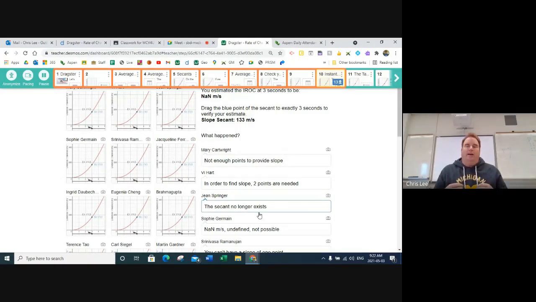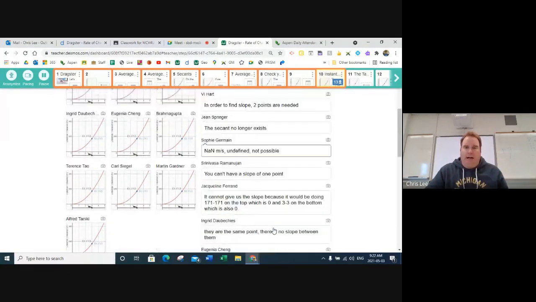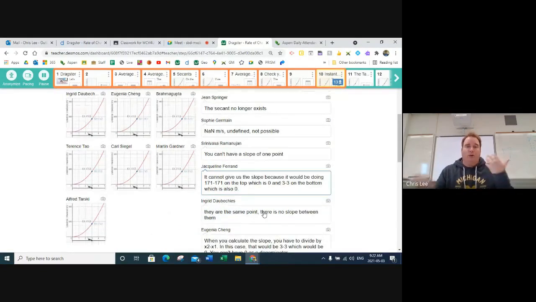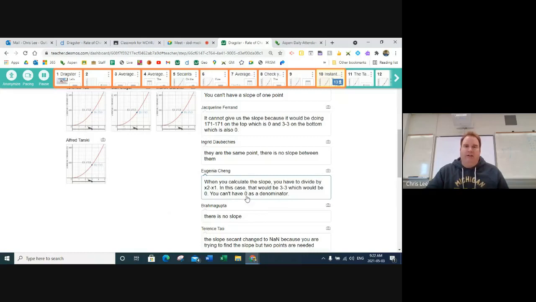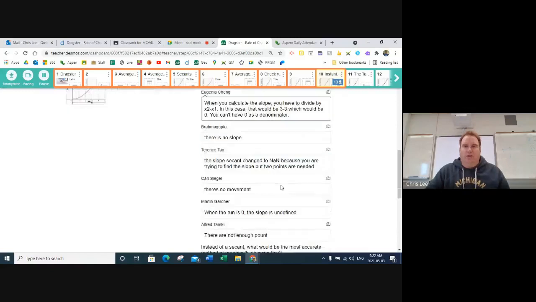Good. Okay. Remember, a secant is connecting 2 points on the graph. If you put them on top of each other, the secant's not even there. It's not possible. These are great answers. You can't have a slope of 1 point. True. It cannot give us a slope because you'd be doing 171 minus 171 on the top and 3 minus 3 on the bottom, which is also a 0. So what we have is 0 divided by 0. That is not possible. We can't divide by 0. There's no slope between them. You can't have 0 as a denominator. Very nice, Eugenia Cheng. Okay, there's no slope.